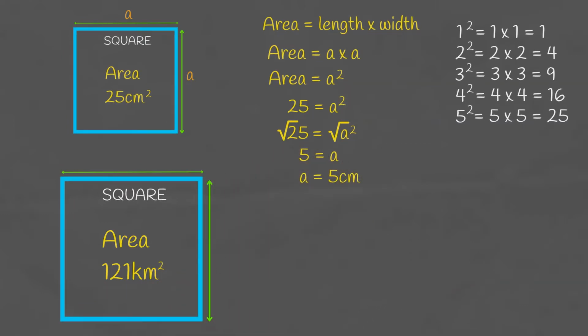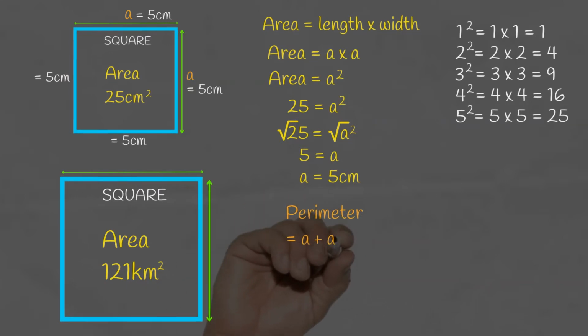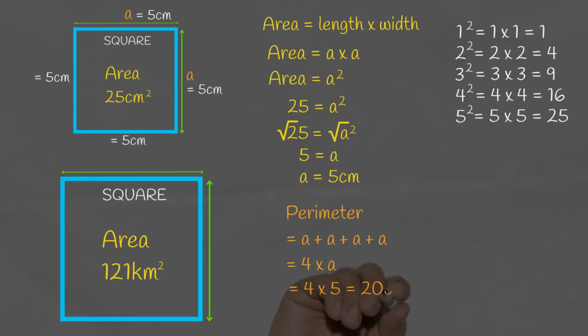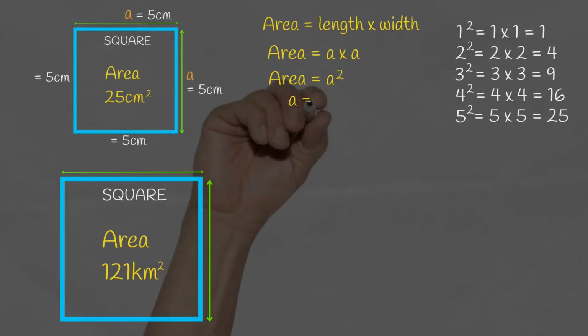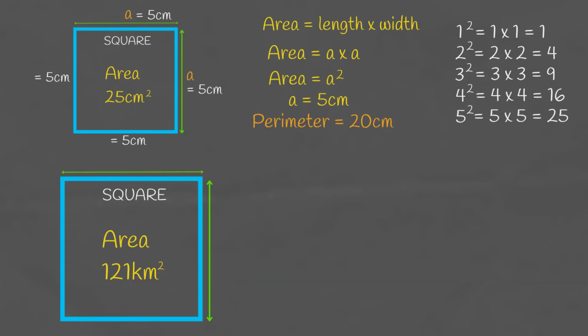And because all the sides are equal in a square, we now have enough information to work out the perimeter. And as we know, the perimeter is the sum of all the sides, so it's 4 times A, or 4 times 5, which is equal to 20 centimetres. So we have the side length and the perimeter for the first square. What about the second square?